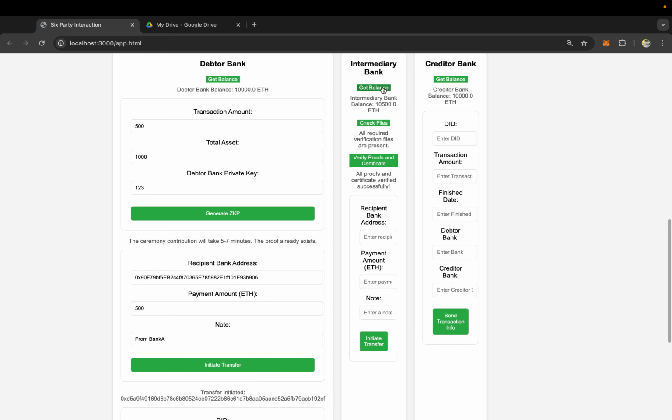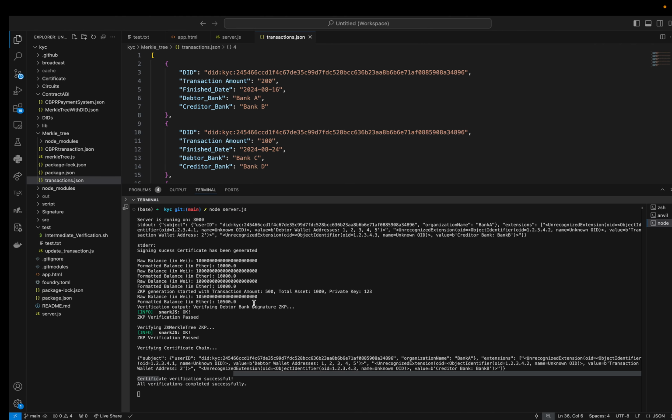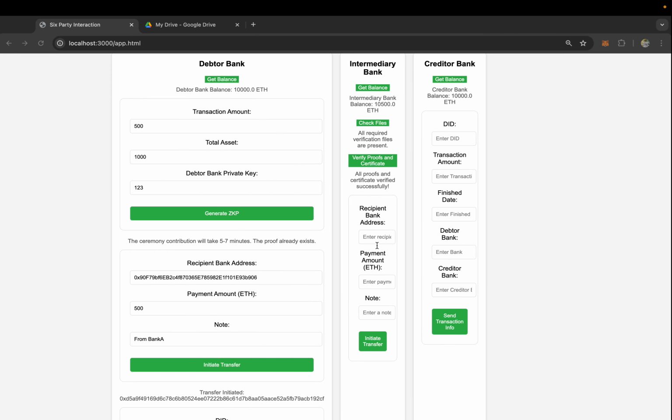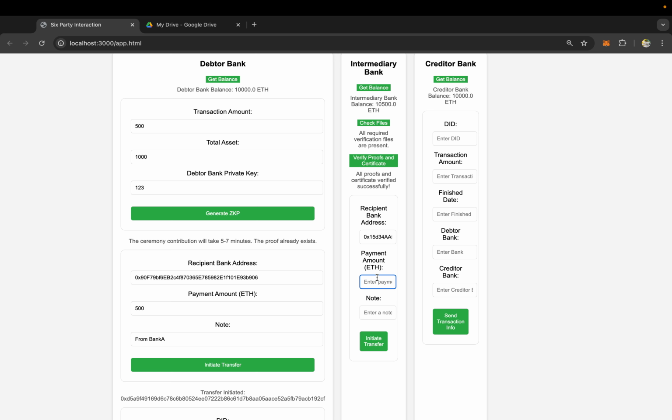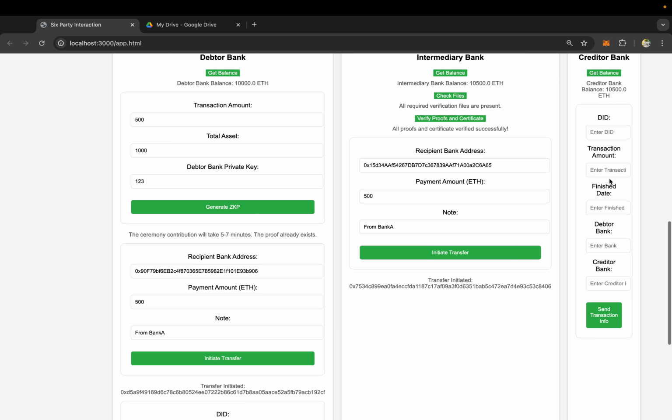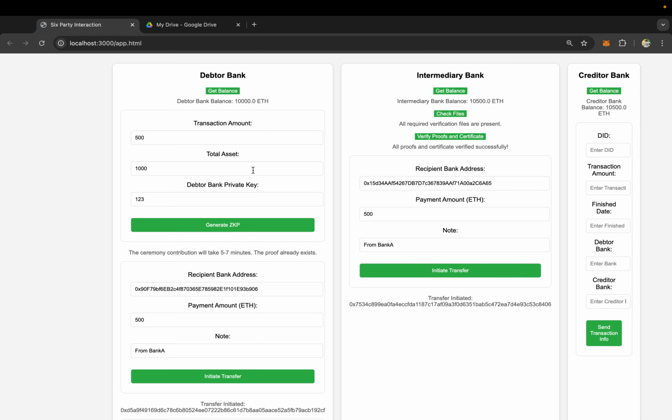Right now the intermediate bank should send the money to the creditor bank. Oh, send the token, sorry. Payment amount 500 from the bank. Okay. Let's check the balance. The creditor bank received the 500 ether, which means the whole transaction process is finished.